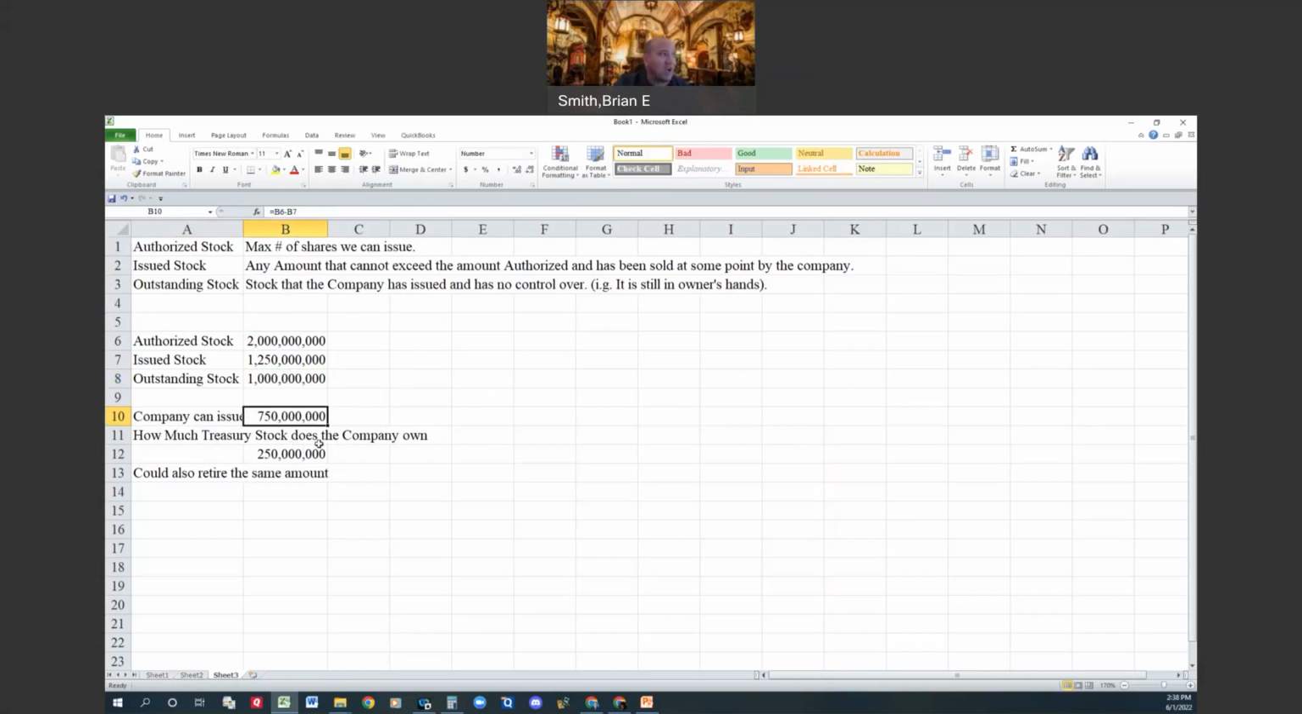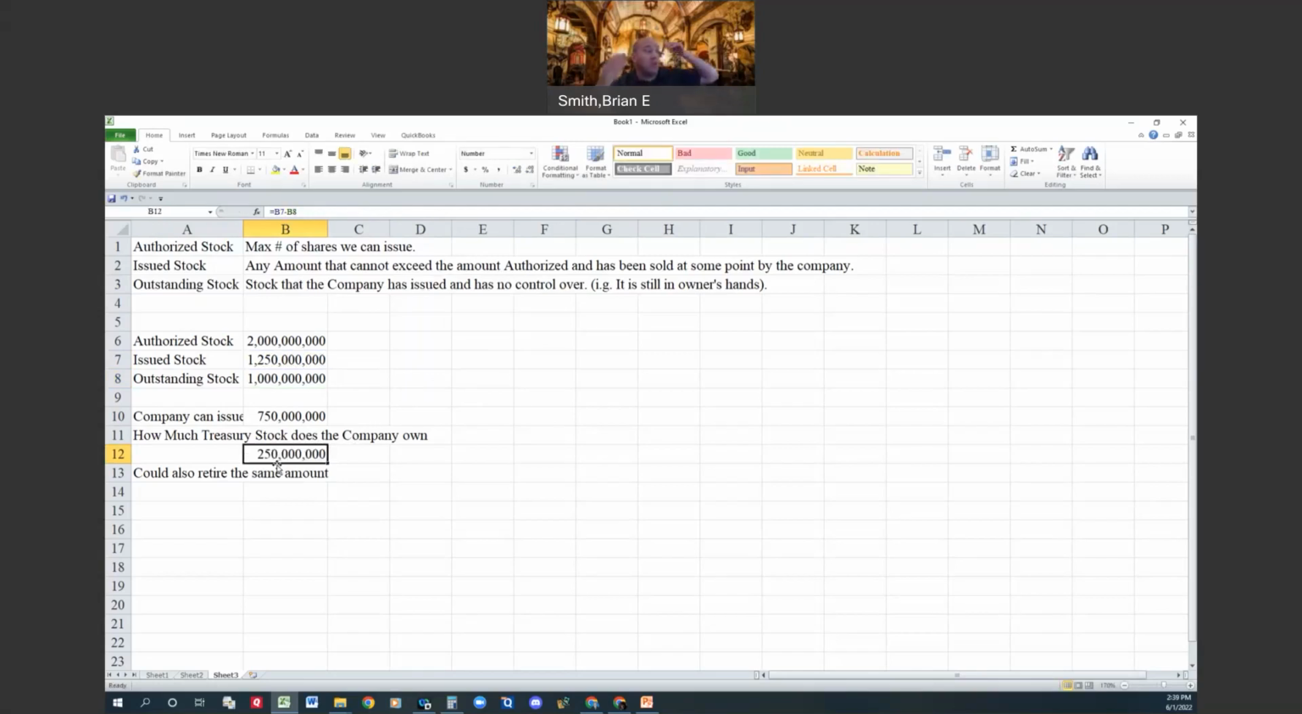How much treasury stock does the company own? Well, if we've issued 1.25 million shares of stock, 1.25 billion, and we still have 1 billion outstanding, then those 250 million shares that are no longer outstanding are ones we bought back. And so that's how much we have as treasury stock.